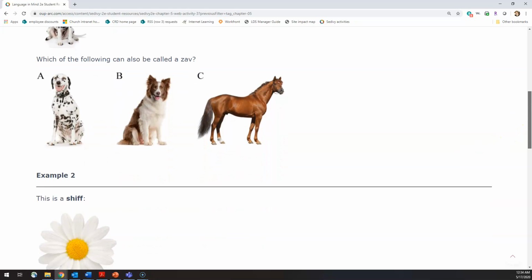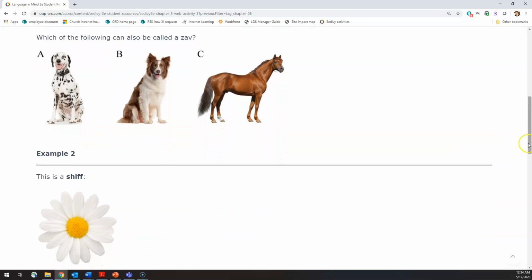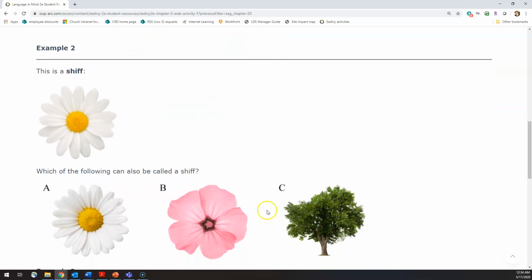A second example is, this is a Schiff. Well, given what you've seen, what does a Schiff mean? If the next time you see something that looks like this, should you call it a Schiff? What if you see something like this? What if you see this?